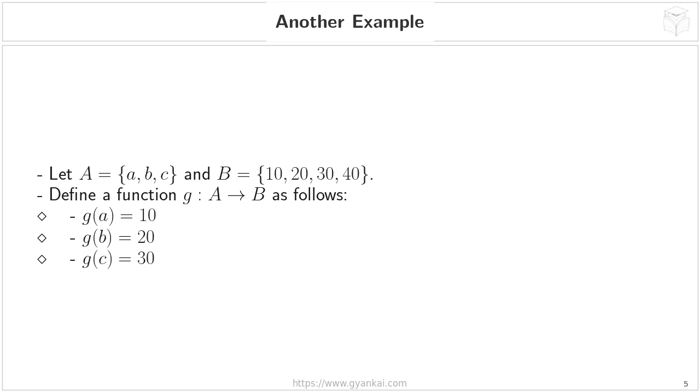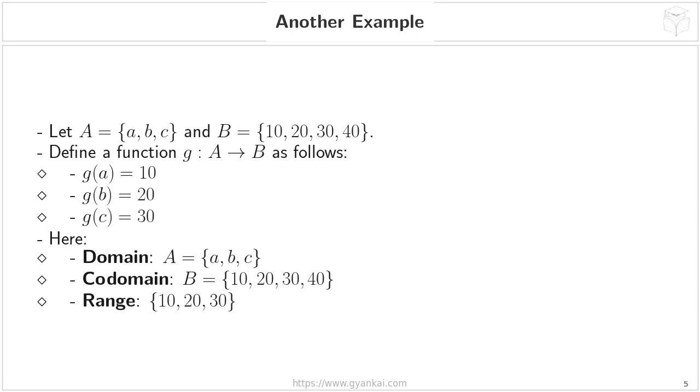Now we define our function g. We're told that g applied to a, that is, g(a), is equal to 10. Similarly, g applied to b, or g(b), is equal to 20. And finally, g applied to c, or g(c), is equal to 30. This tells us exactly what the function does to each element in its domain.